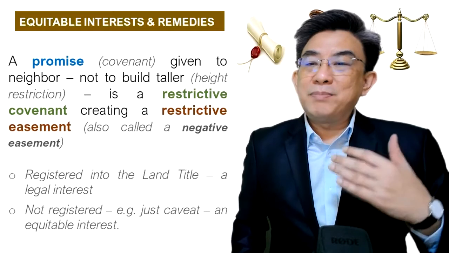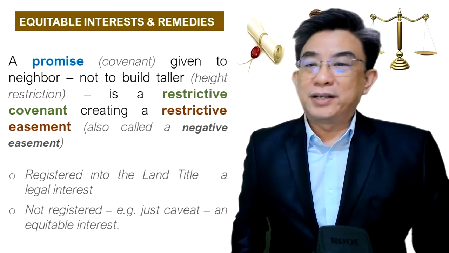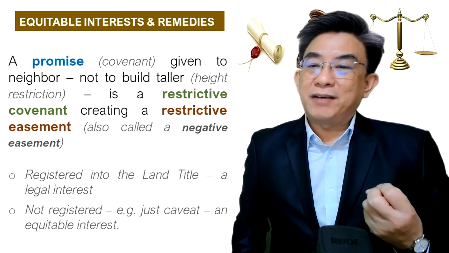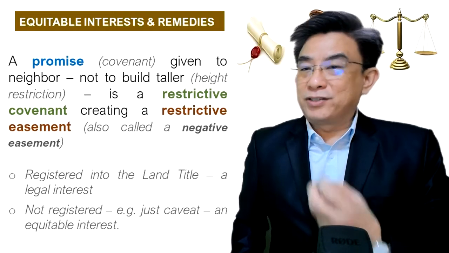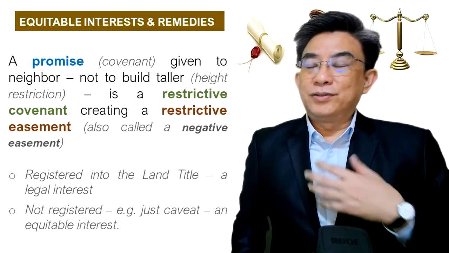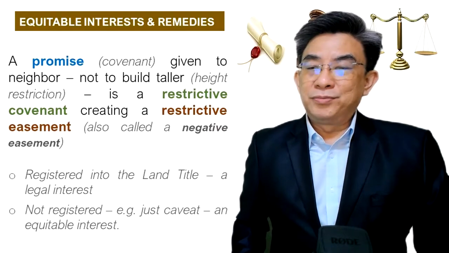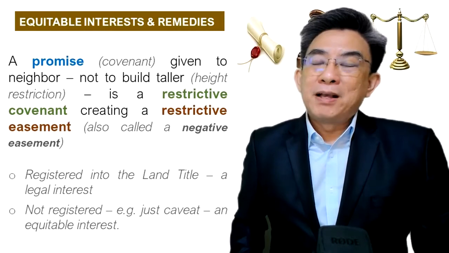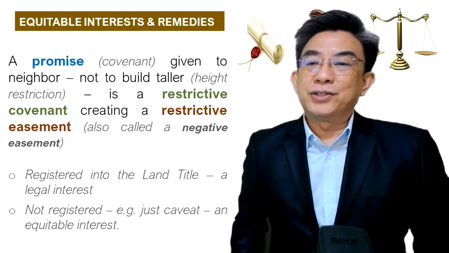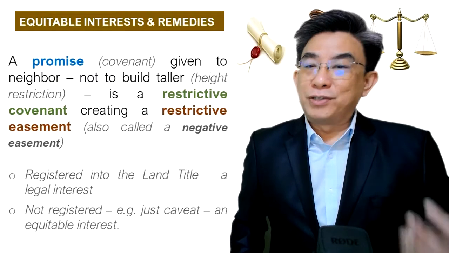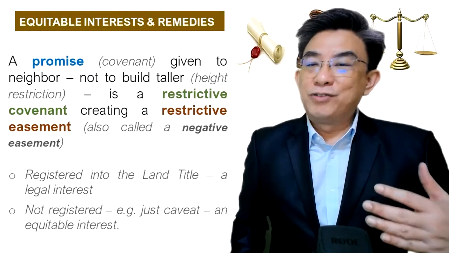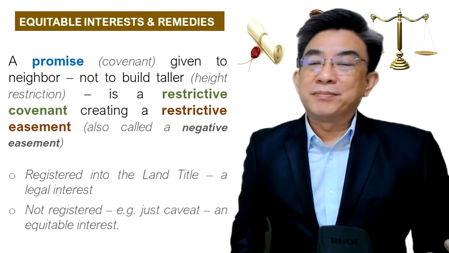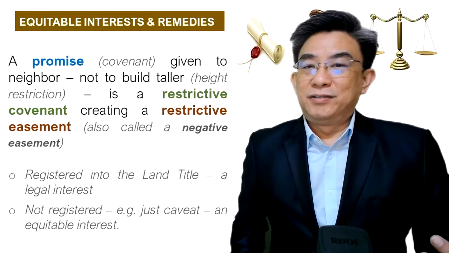So somebody promised the neighbor that I will not build taller than you. This is a restrictive covenant. From this restrictive covenant, a land right is created. If I promise you not to build taller than you, then the land right is created in your favor. That is your land right against me. That kind of land right, which is a height restriction arising out of a restrictive covenant, is a restrictive easement. It's also known as a negative easement, meaning I cannot block your light, for example.